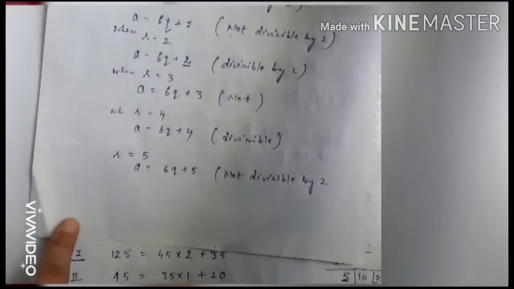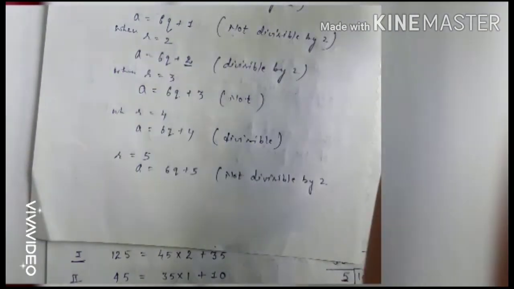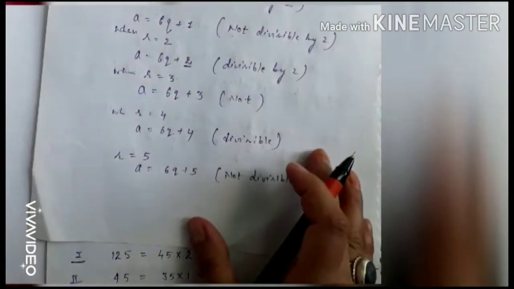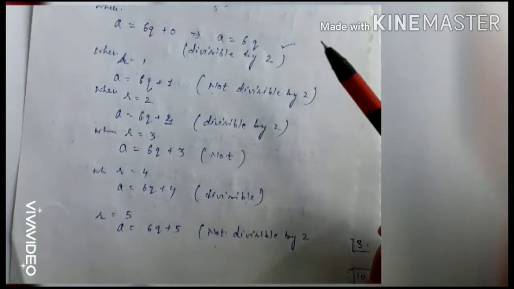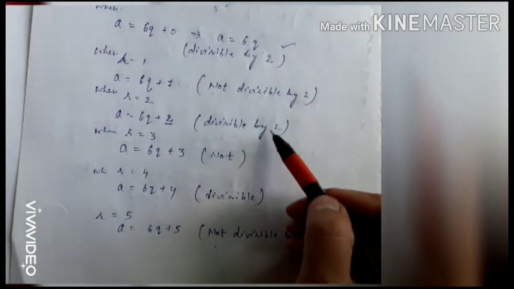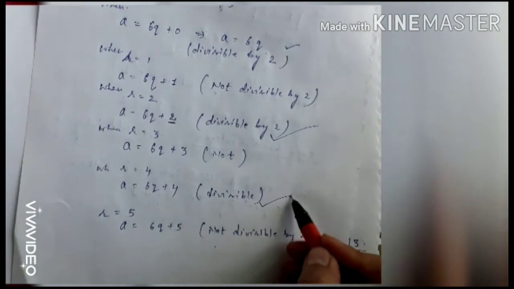At the last we can see that any positive odd integer is in the form of 6q plus 1, 6q plus 3 and 6q plus 5, while 6q plus 2 and 6q plus 4 are even.